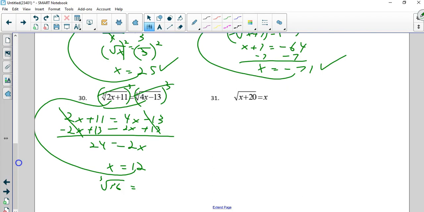Oh, hold on. Sorry. 2 times 12 is 24 plus 11 is 35. So cube root of 35. Over here, 4 times 12 is 48, minus 13 is also 35. We don't have to evaluate that. That's a true statement, so 12 works out.